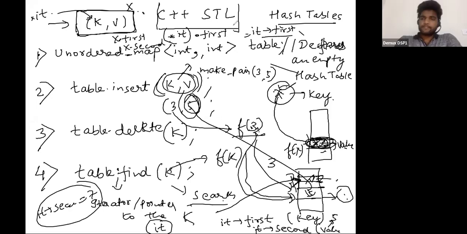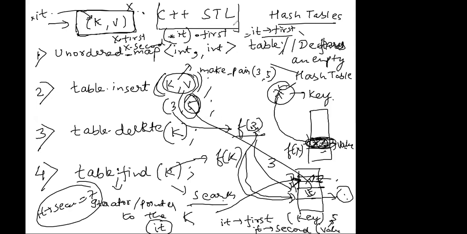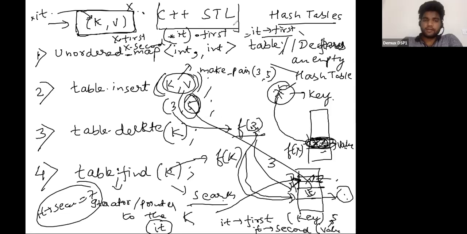There is another way to insert into the unordered map, right? Like as we do in the array also, we can use table of square brackets. Yes, we will come to that.